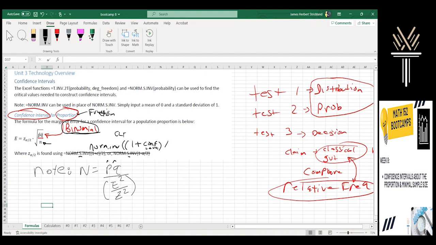Close your parentheses, divide by 2. This calculation will give us a measurement that we're going to need called a critical value. So this z alpha over 2 is known as a critical value. For now we're just going to calculate it, but you'll learn in your class at least what exactly a critical value is.